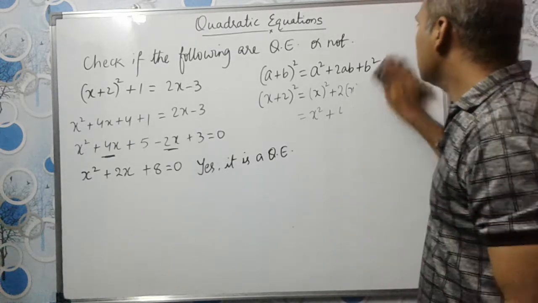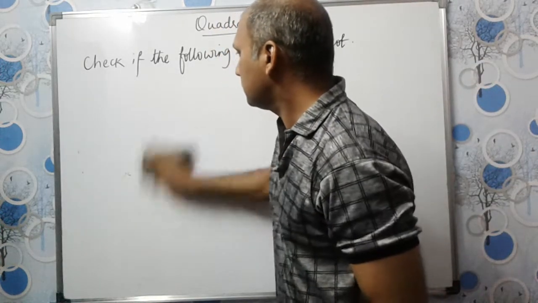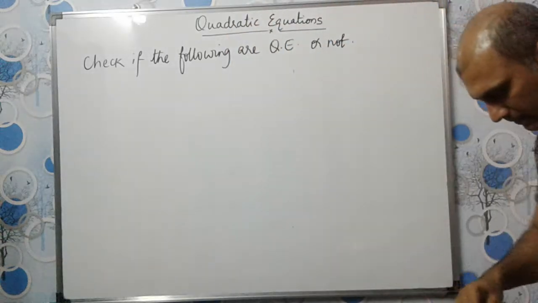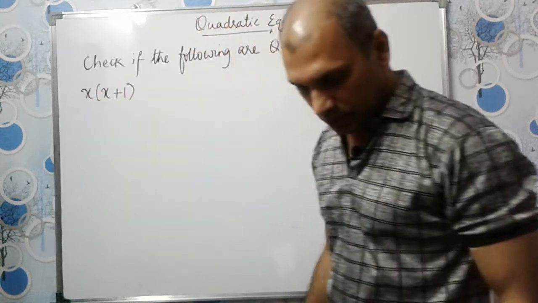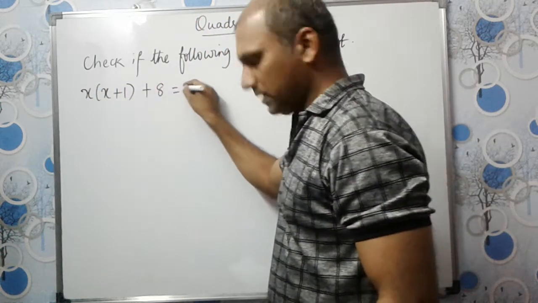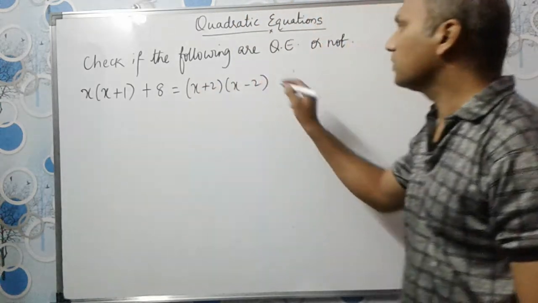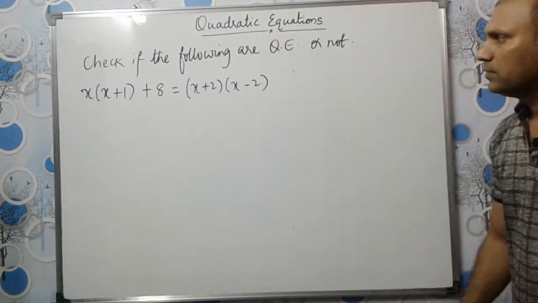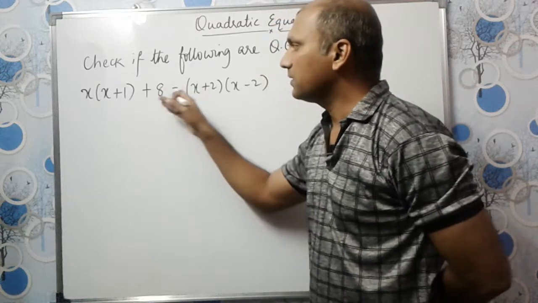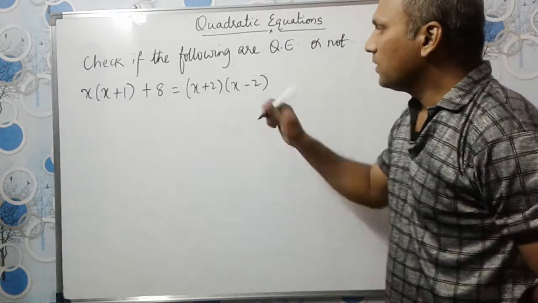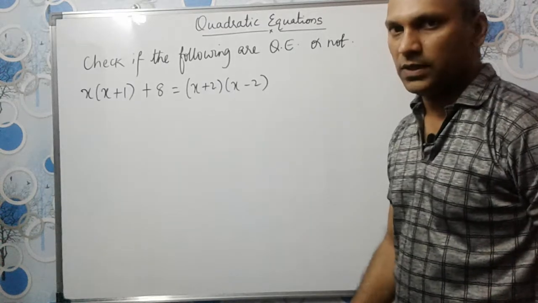Now let us do few more questions. We have x multiplied by (x plus 1) plus 8 is equal to (x plus 2) multiplied by (x minus 2). All right, now you also solve this. Pause the video and solve, and comment in the section whether this is a quadratic polynomial or not. Okay, so I hope you have paused the video and solved it.